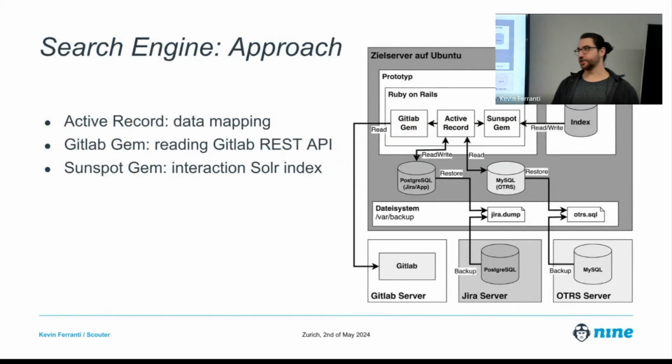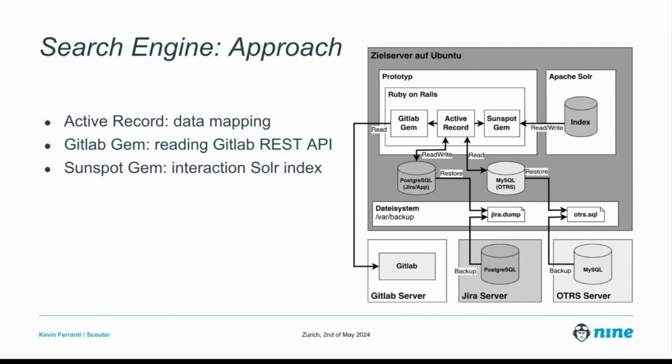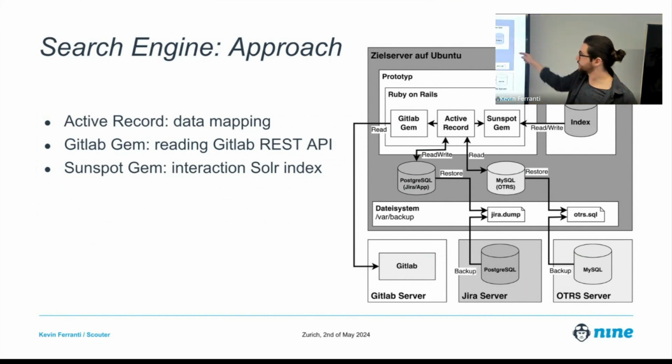Next up, the search engine part. What was the approach here? Well, the Active Record from Ruby allows for a very simple data mapping. I can essentially just define what fields in which table should be mapped to the model, which is very handy. And the GitLab chat we can see here connects to the GitLab server and provides a very simple interface for that.